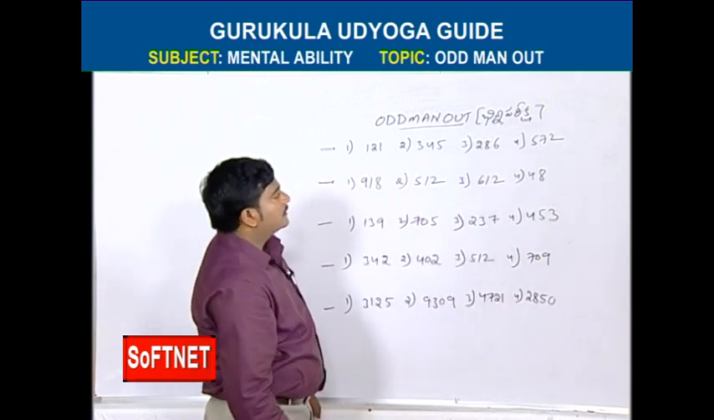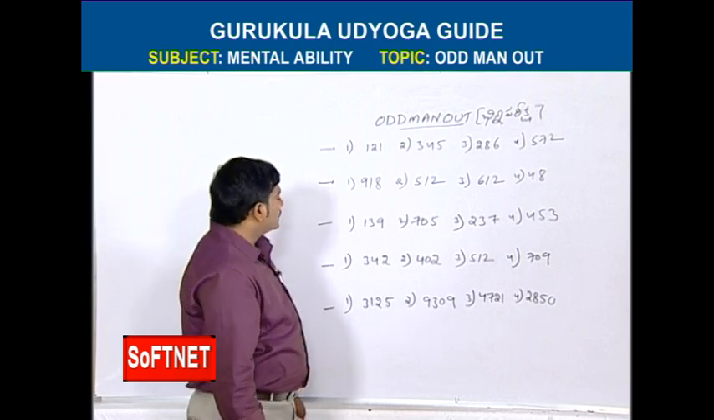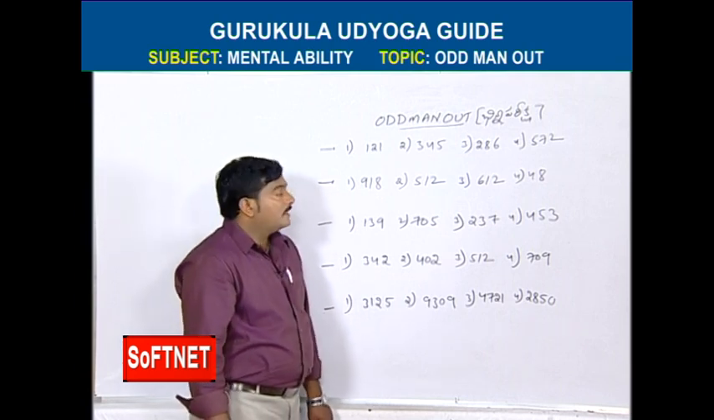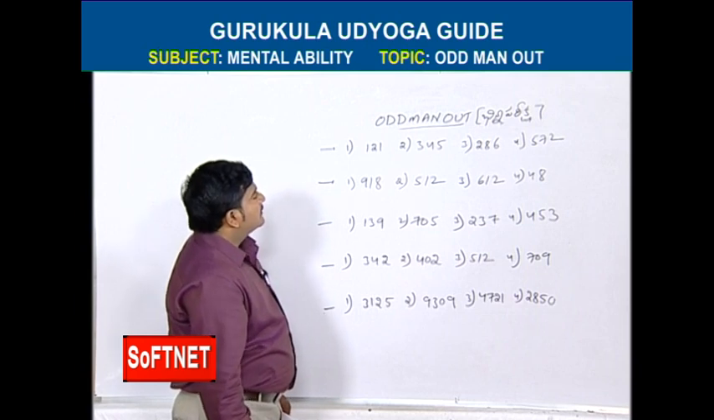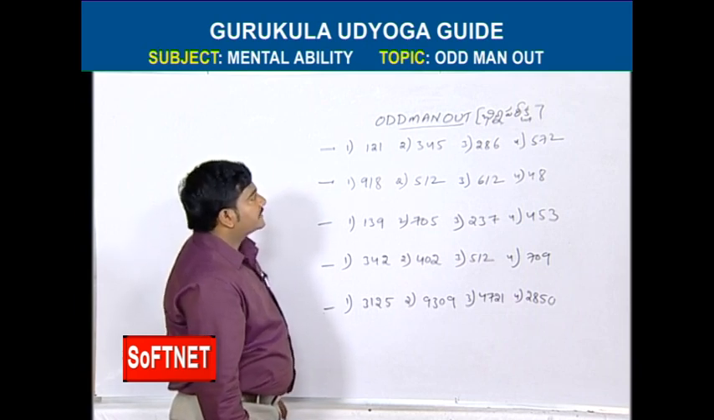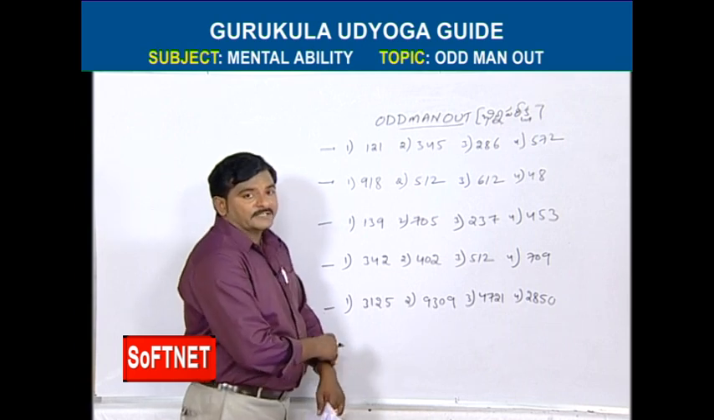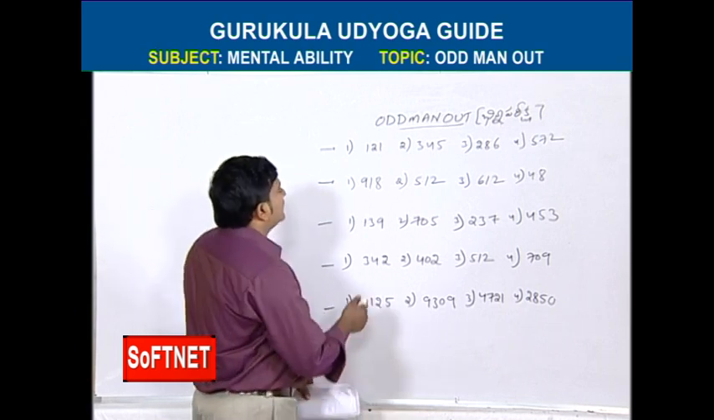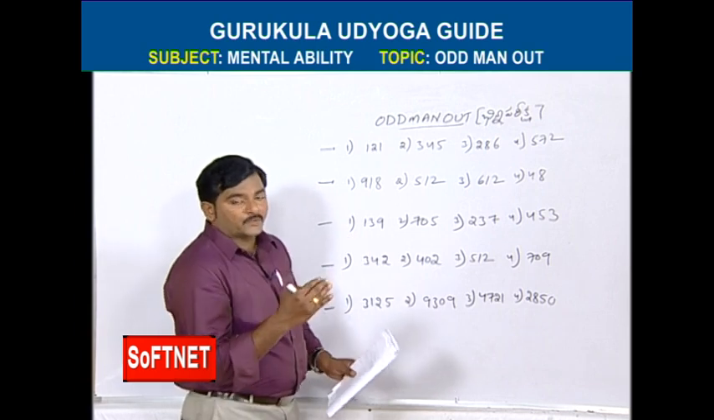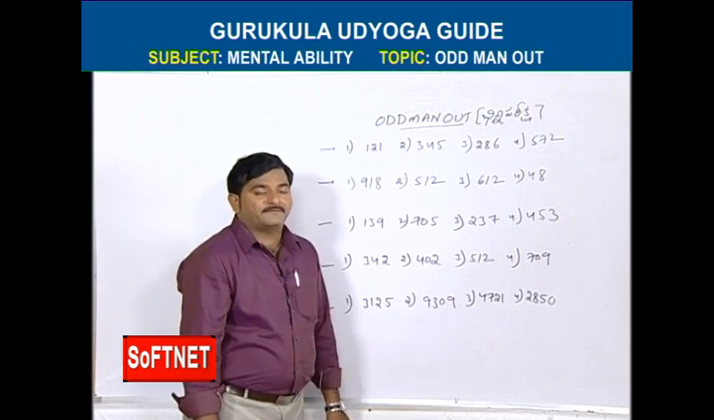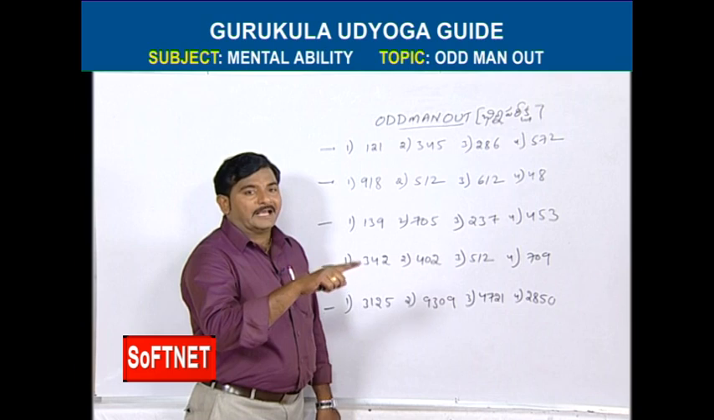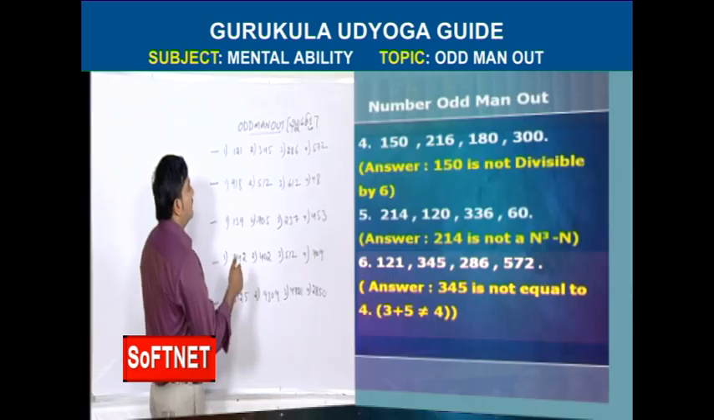2850. So now we will discuss these questions once again. See the first question. Observe here: 121, 345, 286, 572. It is very clear. Add every two extremes. What does it mean? Add end numbers, all end numbers.